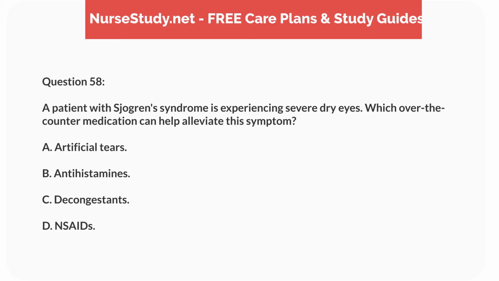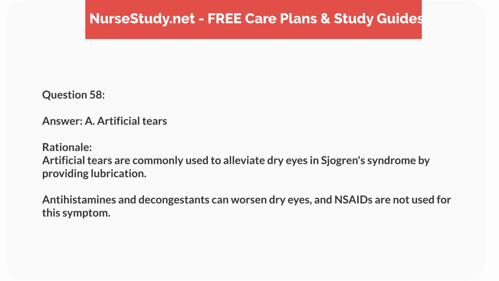Question 58. A patient with Sjogren's syndrome is experiencing severe dry eyes. Which over-the-counter medication can help alleviate this symptom? A. Artificial tears. B. Antihistamines. C. Decongestants. D. NSAIDs. Answer: A. Artificial tears. Rationale: artificial tears are commonly used to alleviate dry eyes in Sjogren's syndrome by providing lubrication. Antihistamines and decongestants can worsen dry eyes, and NSAIDs are not used for this symptom.